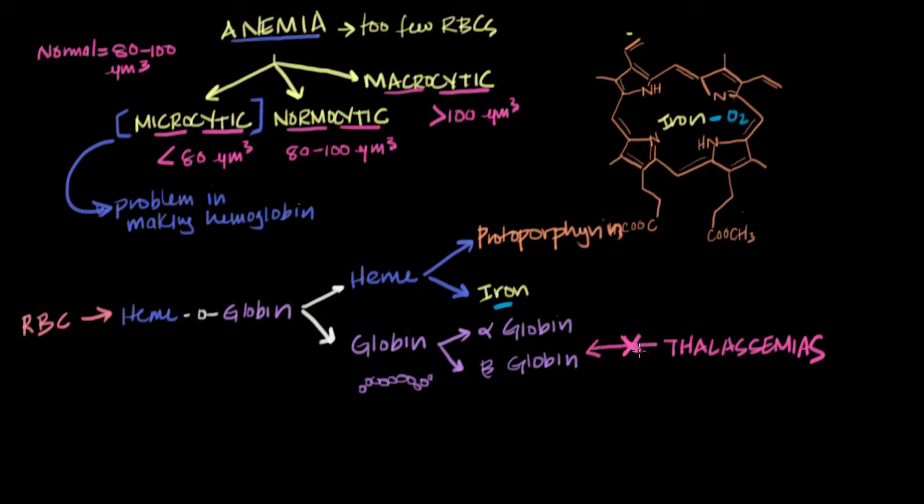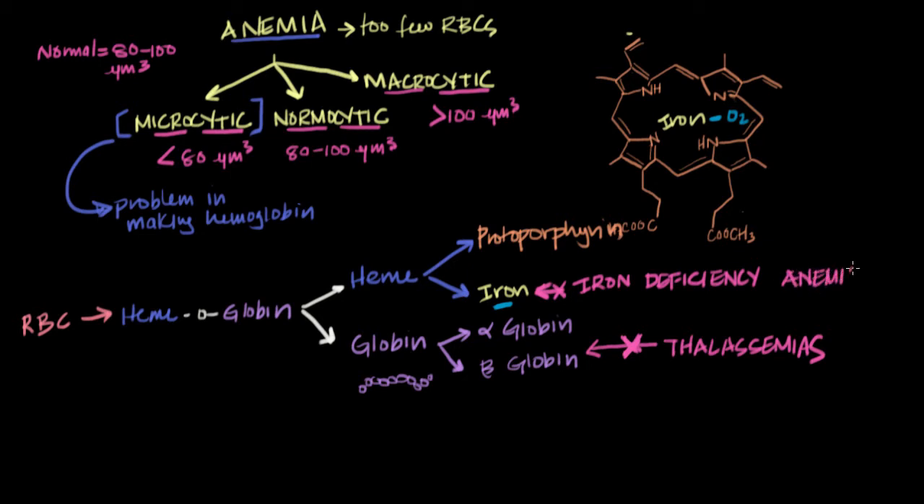Well, moving up, what if we had a shortage of iron in the body? That would lead to a problem in making heme, and hence a problem in making hemoglobin, leading to a microcytic anemia. Well, that disease in which you have a shortage of iron leading to a microcytic anemia is called iron deficiency anemia. I know, very clever name, right?